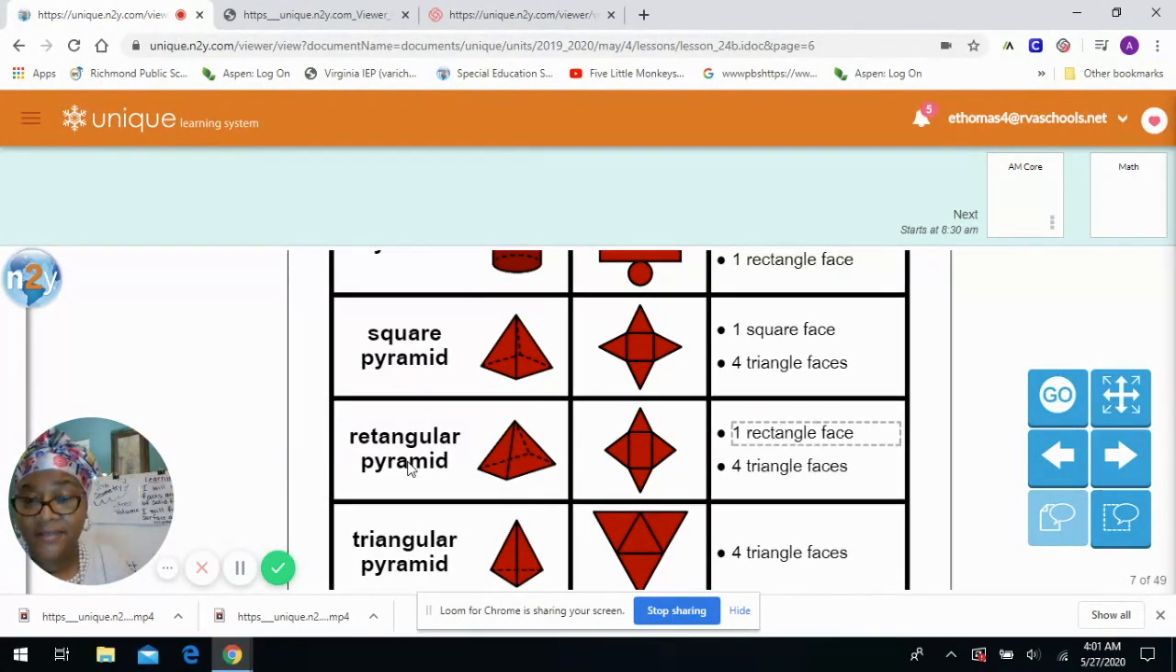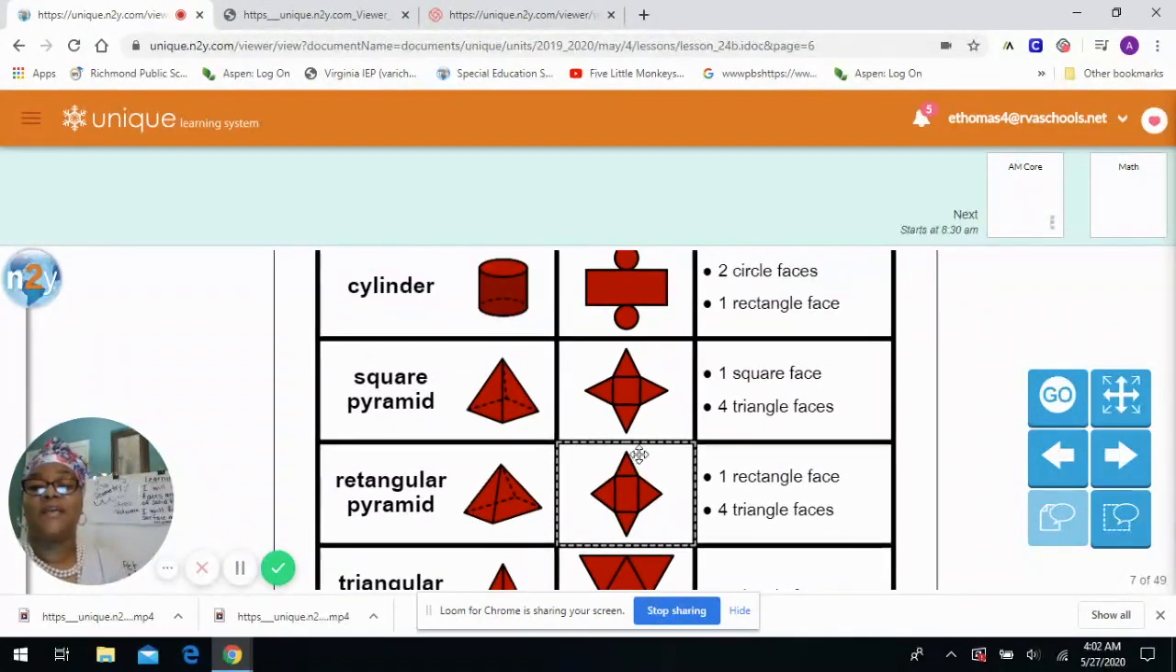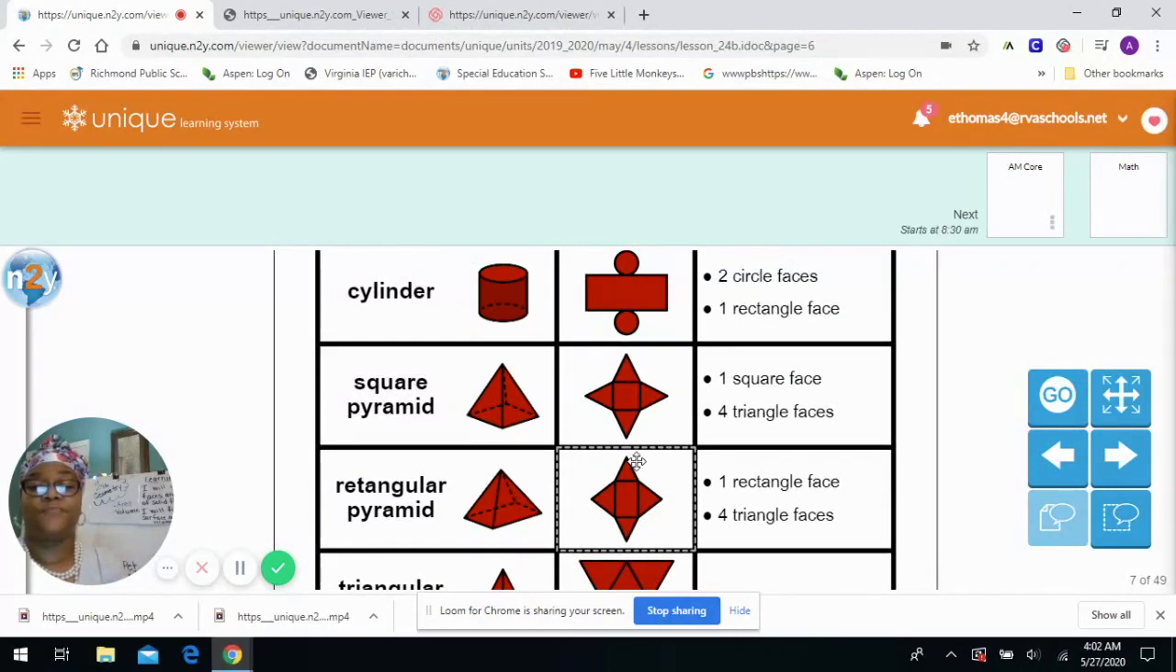a rectangular pyramid, 1 rectangle face, 4 triangle faces; and a triangular pyramid is 4 triangle faces, 1, 2, 3, and 4. All righty, and you have 4 here, 4 triangle faces, and then you have what? That's a rectangle in the middle. That's the rectangular pyramid. You have 1, 2, 3, 4 triangle faces and 1 rectangle face.